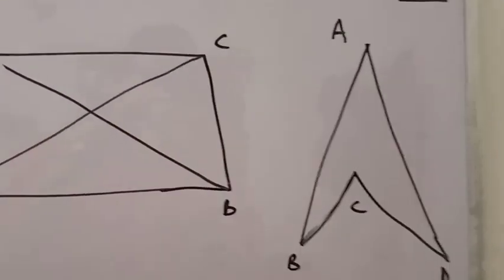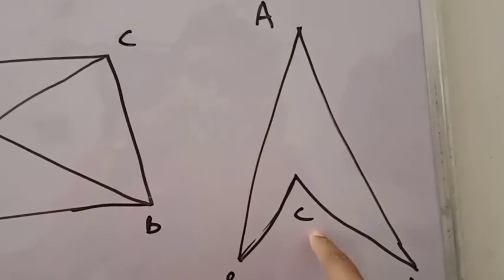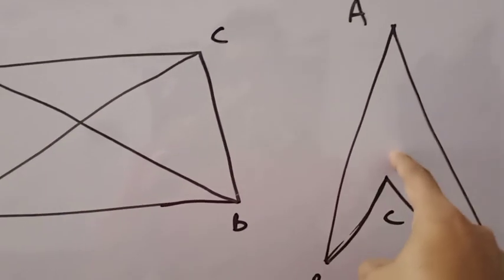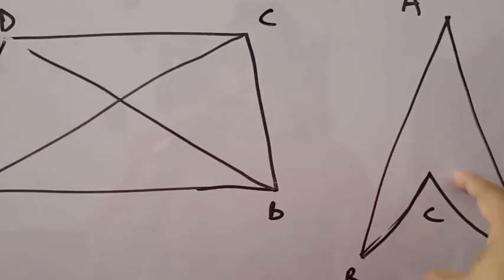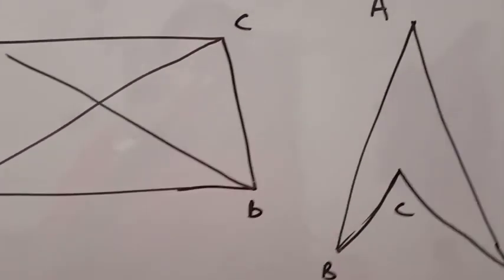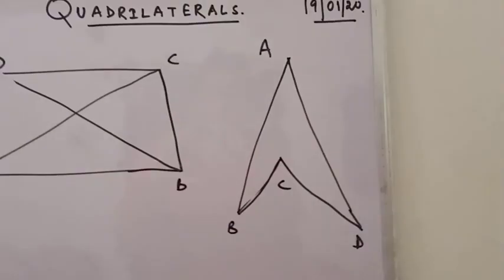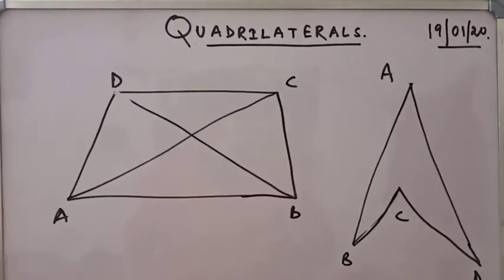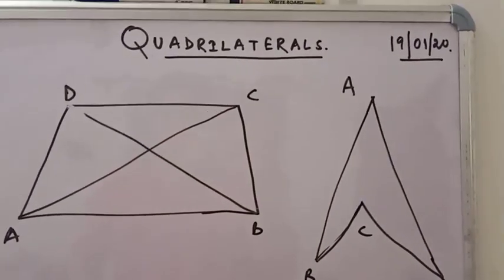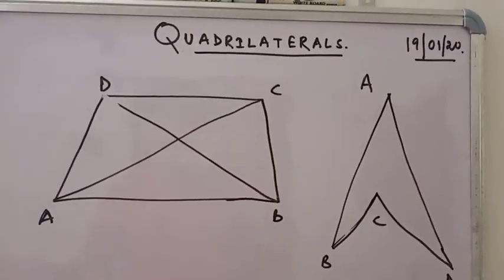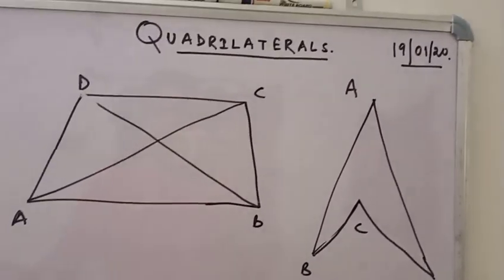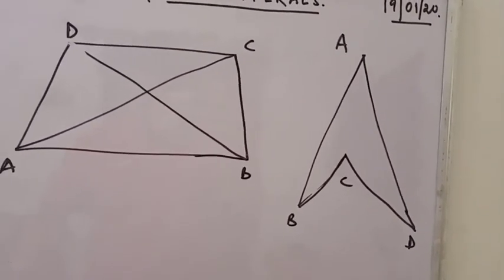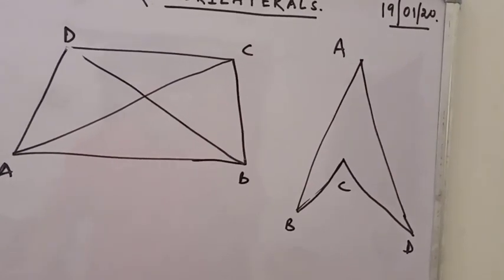But here in this next figure, we can see that one angle, angle C, is a reflex angle. That means it is greater than 180. So this is a concave quadrilateral. If all angles are less than 180, this is called convex, and if one angle is greater than 180, this is called a concave quadrilateral.